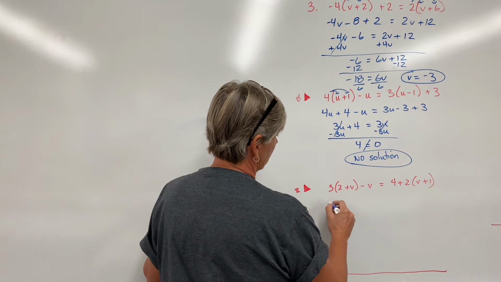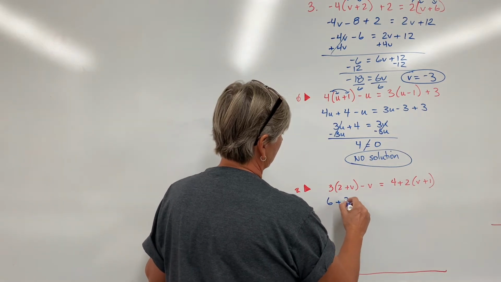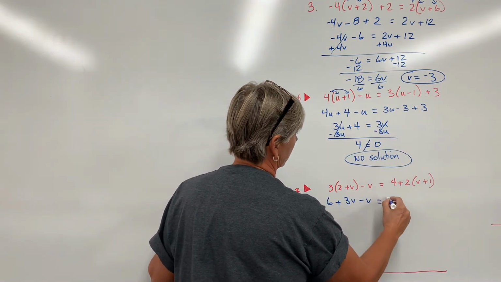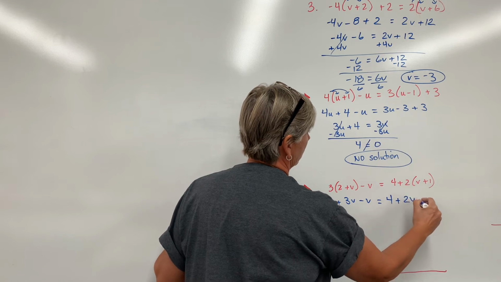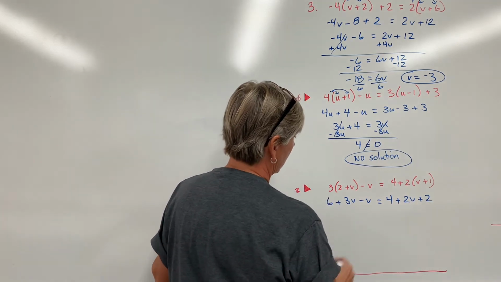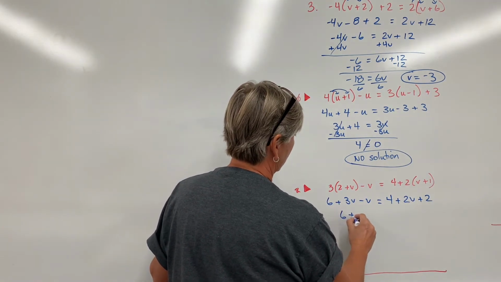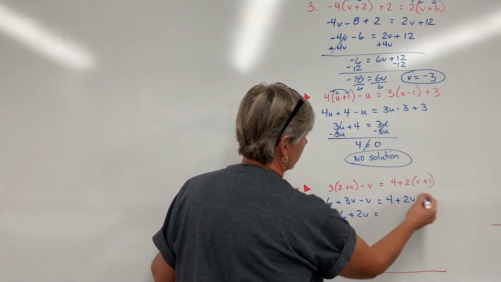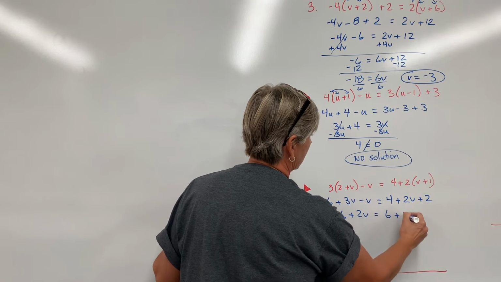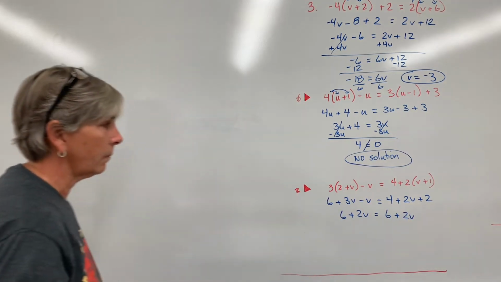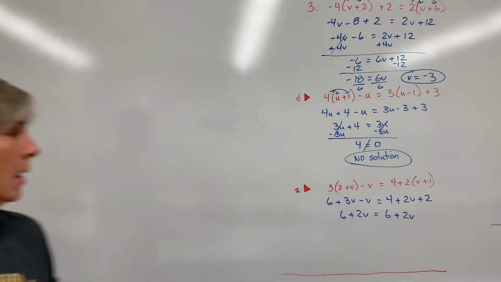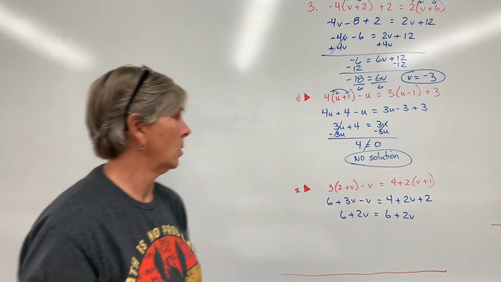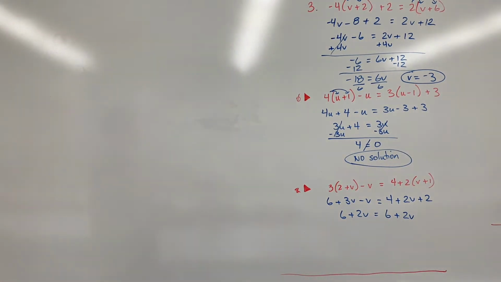So I'm going to start by distributing. I'll get 6 plus 3v minus v equals 4 plus 2v plus 2. Combining like terms, I get 6 plus 2v, 3v minus v, equals 4 and 2 is 6 plus 2v. Well, as soon as you realize that you have identical terms on the left and right side of the equal sign, then you know that this is going to end up being all real numbers.